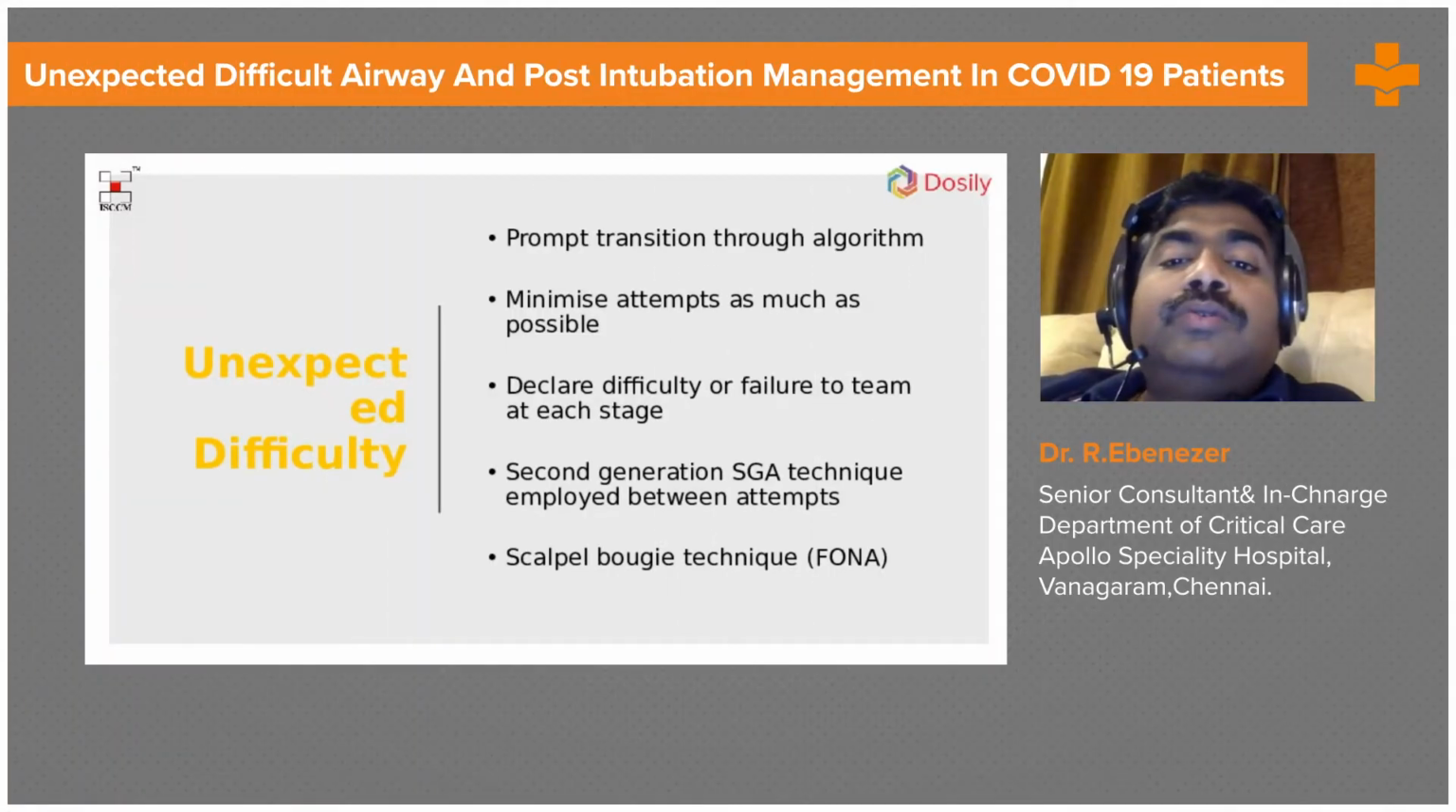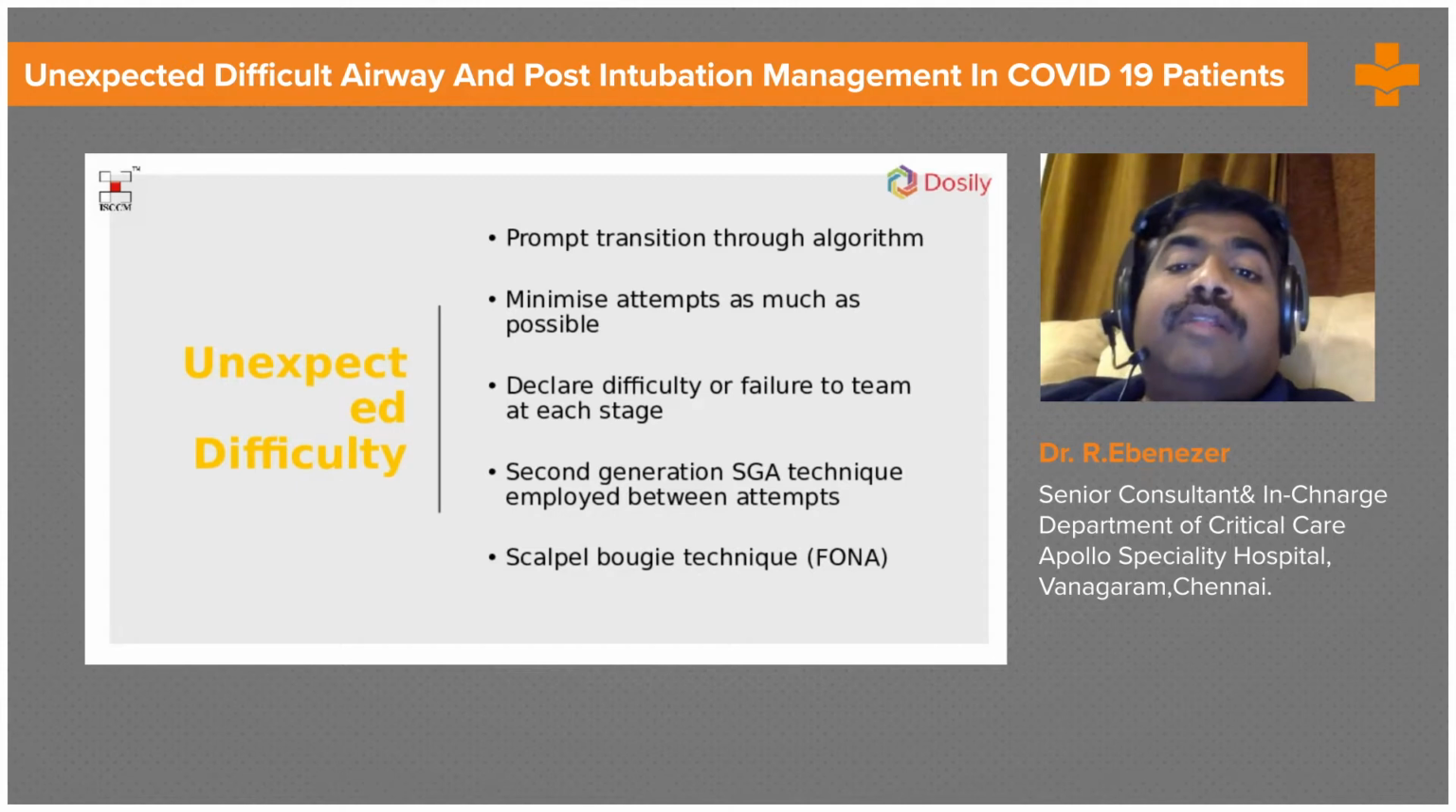Suppose you are intubating and suddenly you have an unexpected difficulty. You're not able to view the cords, you're not able to intubate. Anything special we have to do? You have to transit through the algorithm. This is your regular difficult airway algorithm. You have to transit through that.